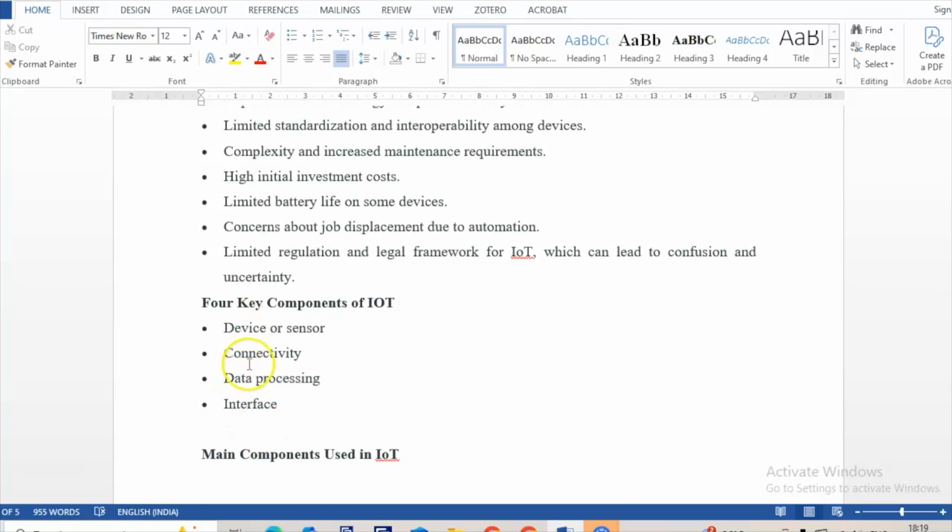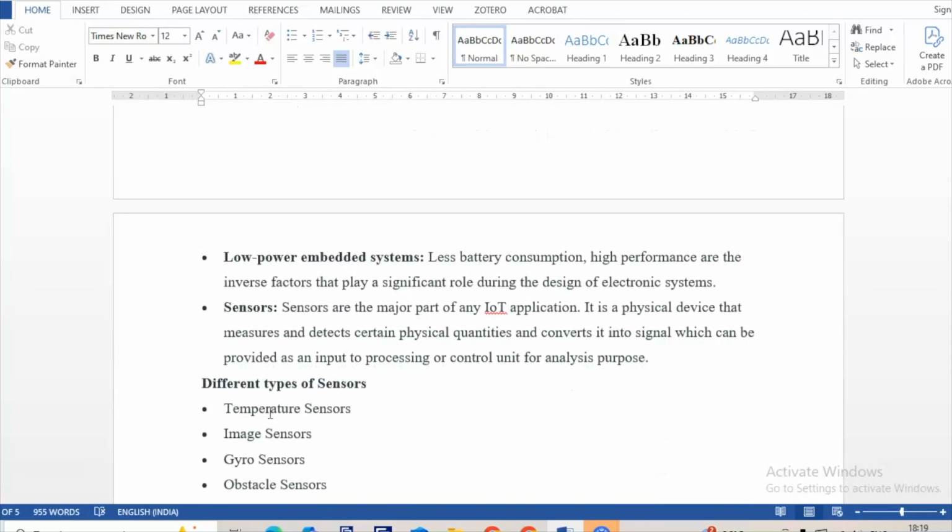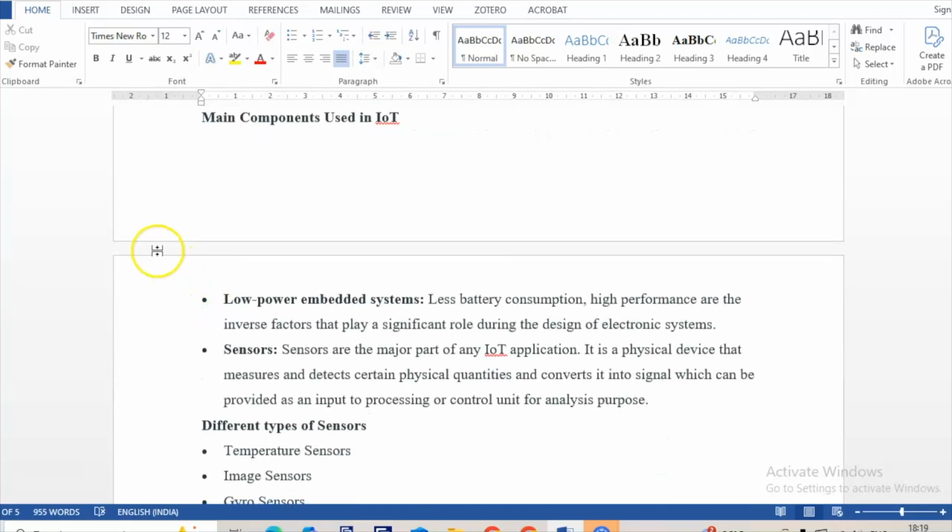Mainly, we have four components in IoT. They are device or sensor, connectivity, data processing, and interface. And the main components included in IoT are a low power embedded system and sensors. A low power embedded system means less battery consumption. High performance and low power are inverse factors that play a significant role during the design of an electronic system.